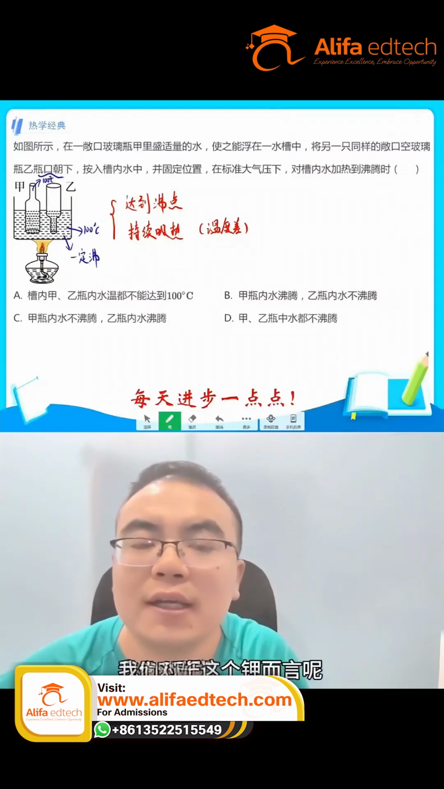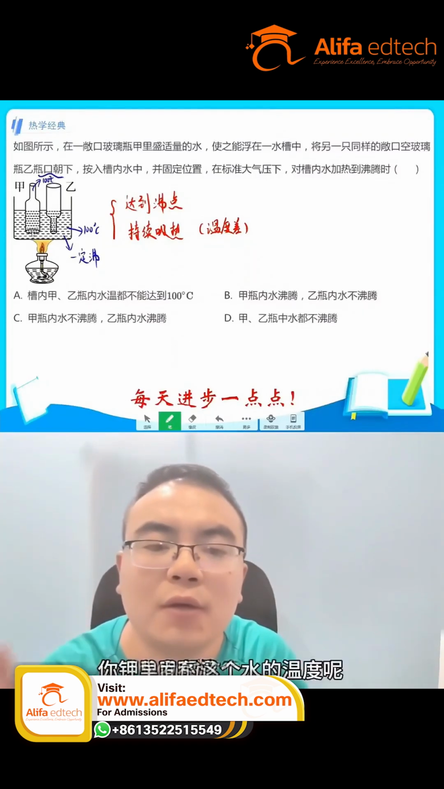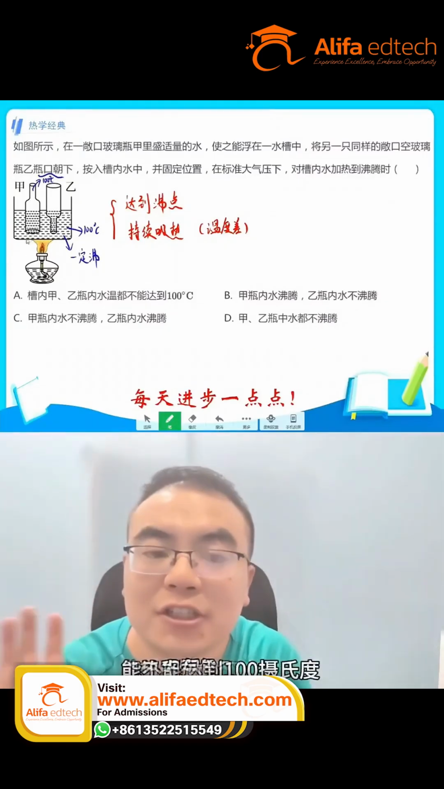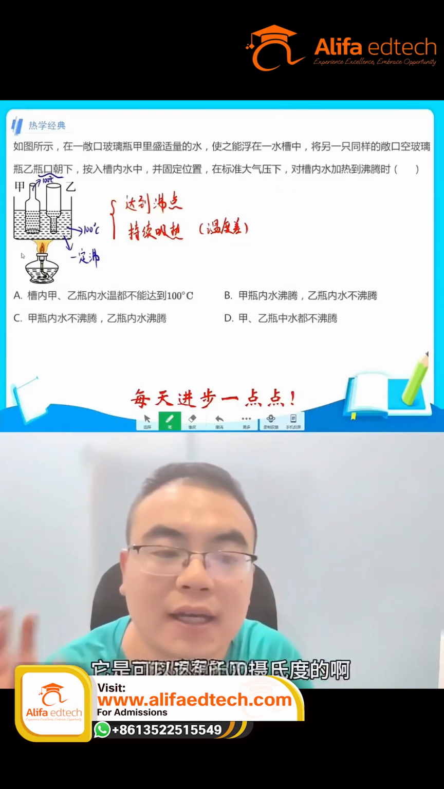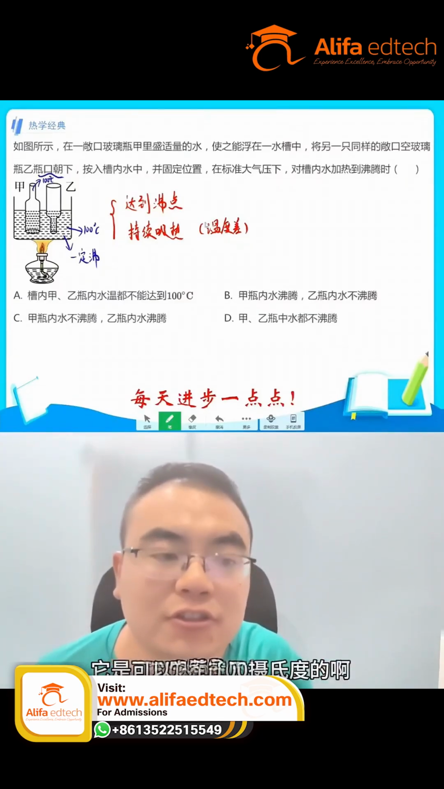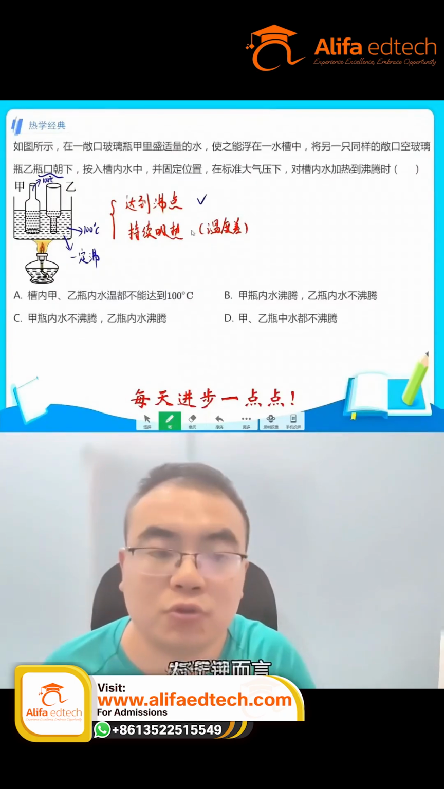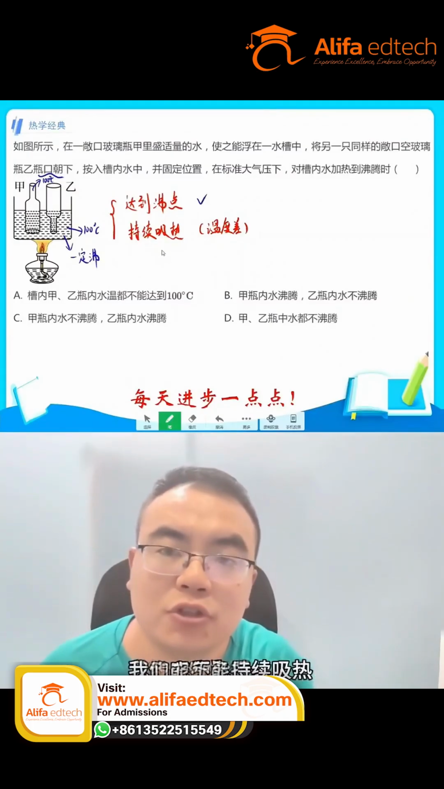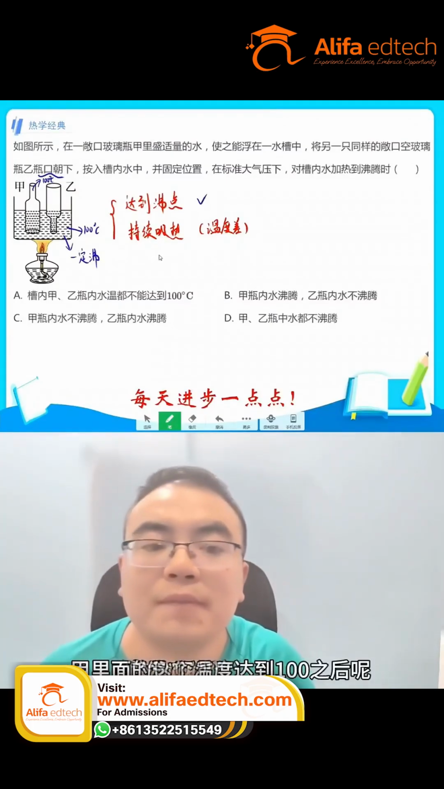Then, as time continues, the temperature of the water inside container A will also increase. Now, as it rises, can it reach 100 degrees? Well, as time goes by, it can reach 100 degrees Celsius. So reaching the boiling point is not a problem for container A. But can we keep heating it continuously?